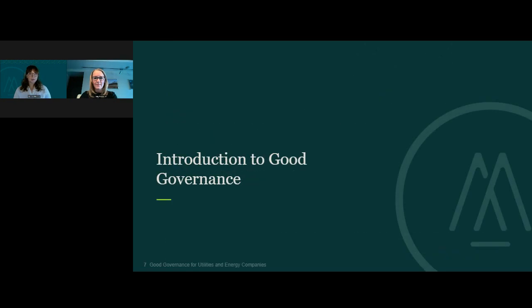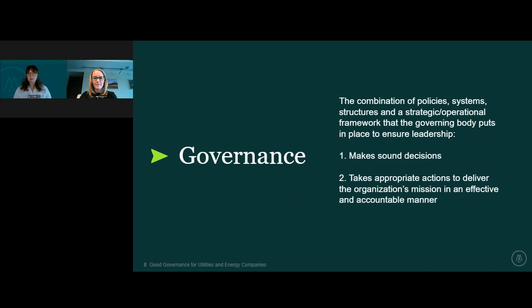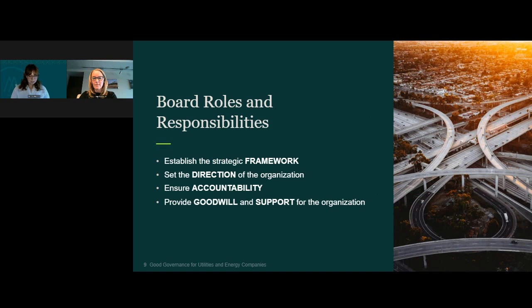So I'm going to cover first just what good governance is. Governance is a framework, it's a culture, it's behaviors, but really it's the policies we have in process, the systems that support our board and our leadership, the structures we have in place, and ultimately our strategic framework. We're going to use the term board in this case. We know some entities use different names, but we're just going to use board as the overarching role for this presentation. And it's really to ensure that leadership makes good decisions and helps to deliver on the organization's mission both effectively and accountably. And that can happen in a lot of different ways.